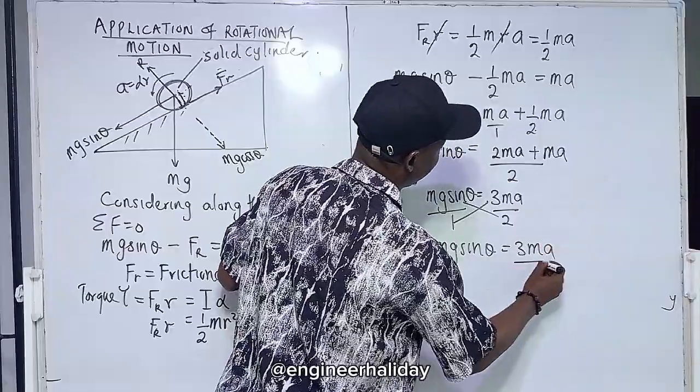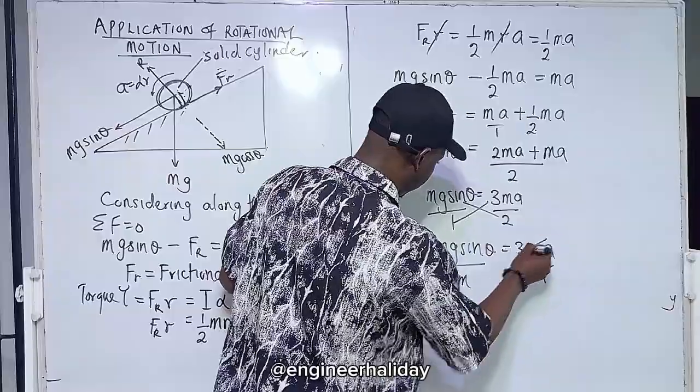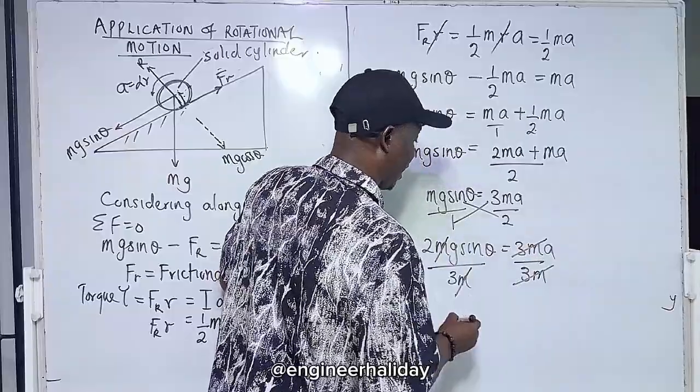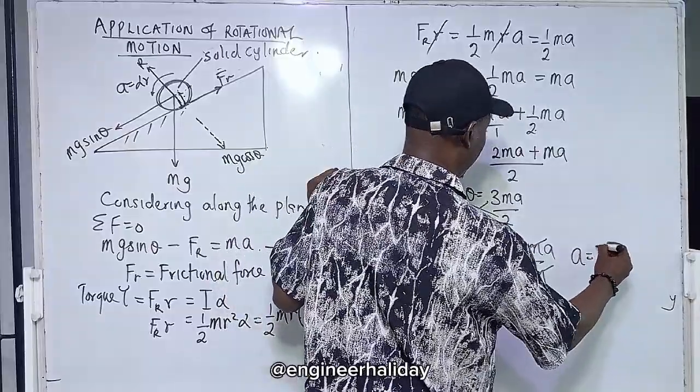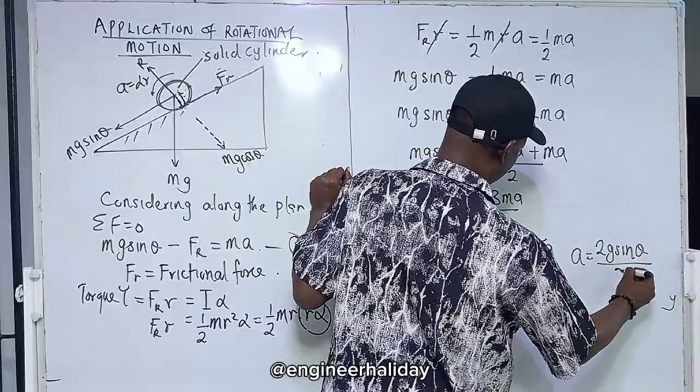What do we do to make A the subject of the formula? Divide both sides by what? 3M. So this one will cancel it. So that A is now what? 2G sine theta over what? Over 3.